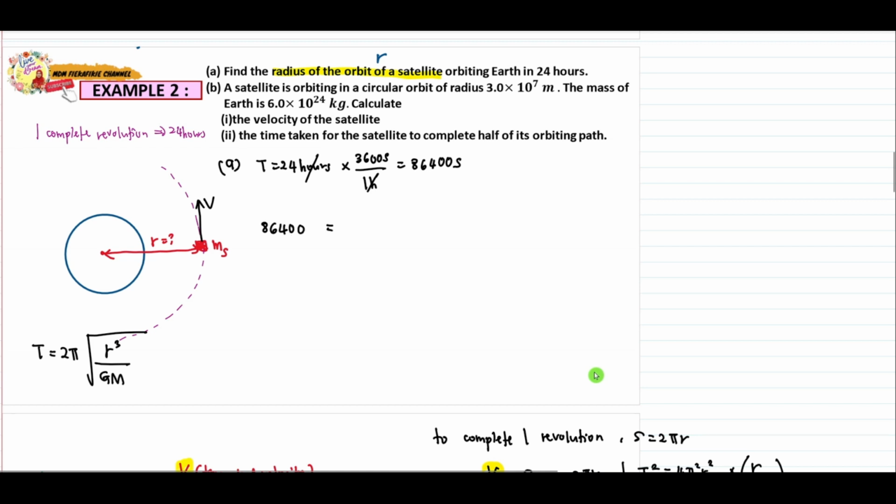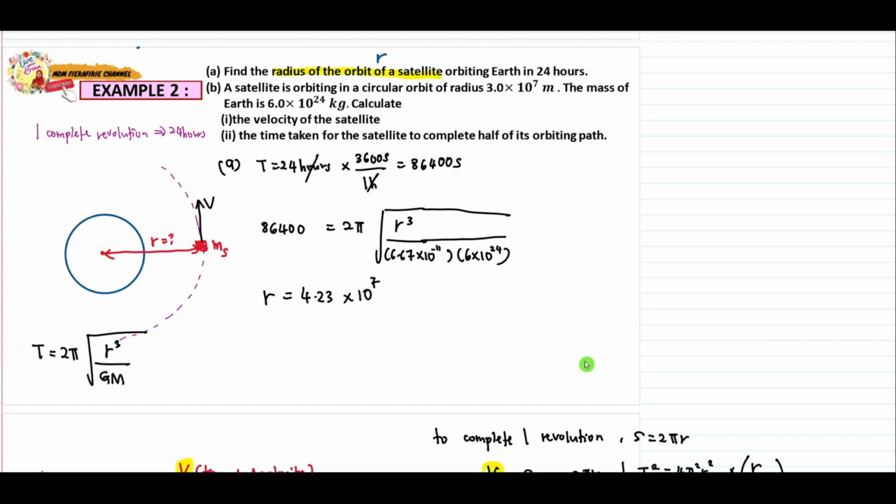86,400 seconds is equal to 2 pi, and this is what we want to find, square root of r cubed over GM. So G is 6.67 exponent negative 11, and the mass of the earth is 6 exponent 24. Alright, so from here you can find r. The radius of the orbit of a satellite is equal to 4.23 exponent 7 meter. Okay, so this is the answer.